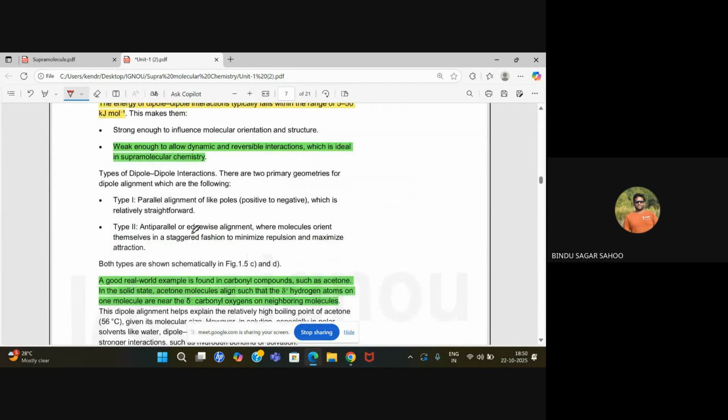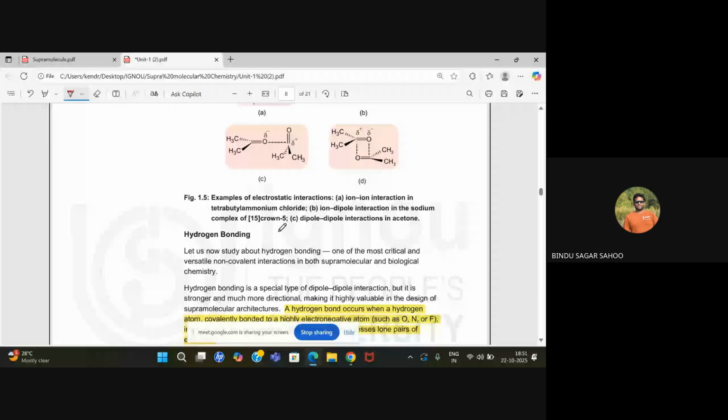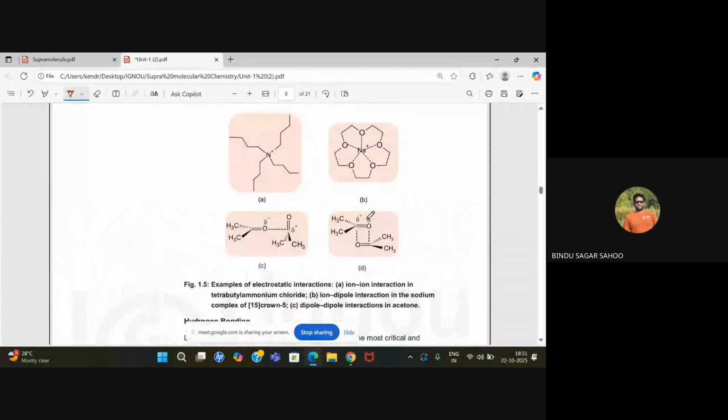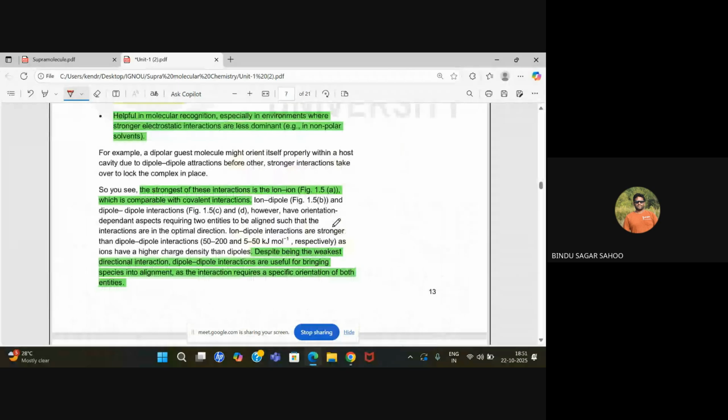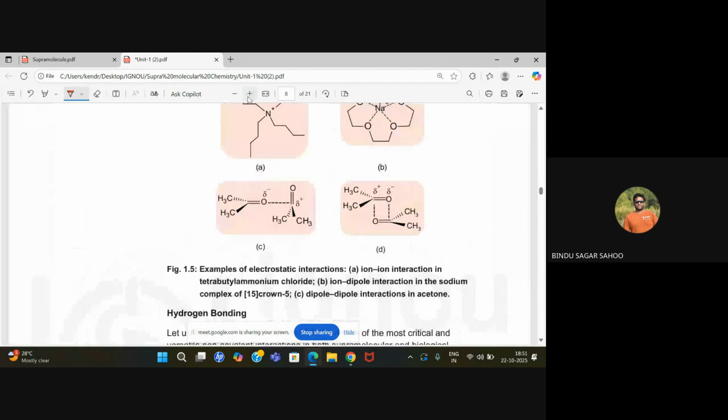So dipole-dipole interactions are of two types. The first type is, remember, parallel alignment of like poles, which is relatively straightforward. You can see here the first type of dipole interaction. Wait just a minute. Here you can see dipole-dipole interaction in acetone. This is just like a parallel alignment. You can see the acetone molecule.